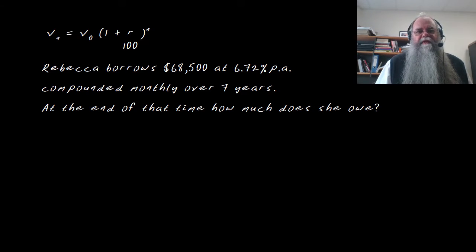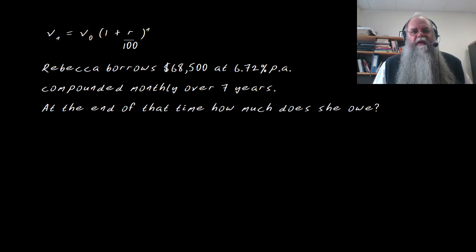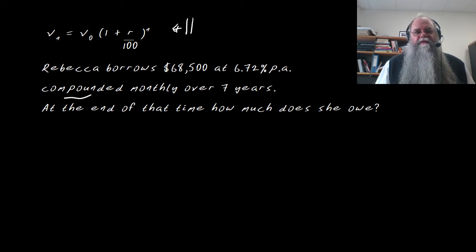So Rebecca borrows $68,500 at 6.72% per annum, compounded monthly over 7 years. As soon as we see the word compounded, then immediately we know that we're dealing with compound interest rather than simple. And the question becomes, at the end of that time, how much does she owe? So we have our formula that we can plug our values into.